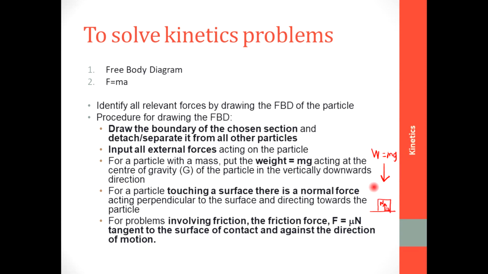If the surface is like this, the normal force is like this, perpendicular to the surface. And for a problem involving friction, the friction force F equals mu N, tangent to the surface of contact and against the direction of motion. For example, you have a box like this, and the friction is tangent to the surface. Tangent means like this. It acts against the direction of motion. For example, if this box's velocity is downward, the friction is upward.